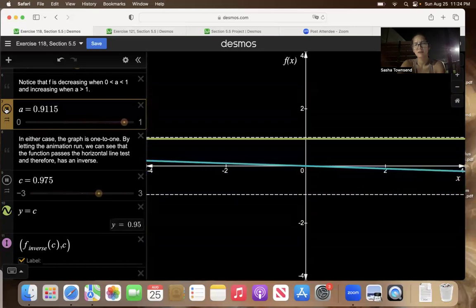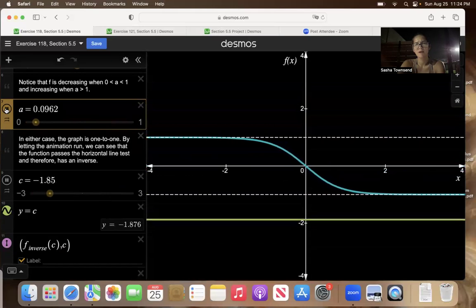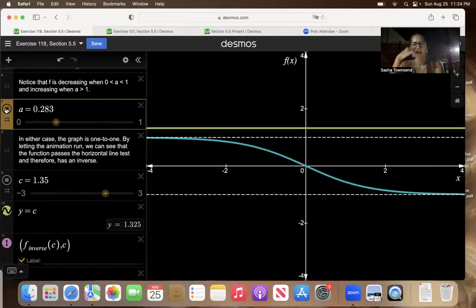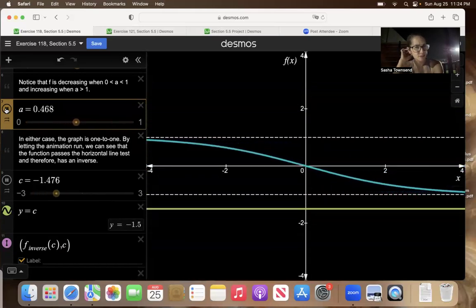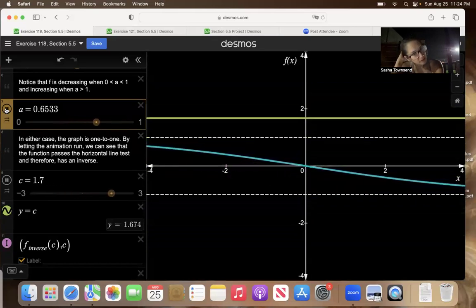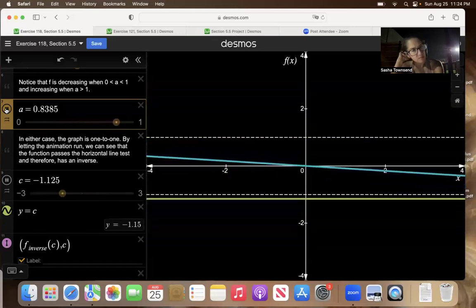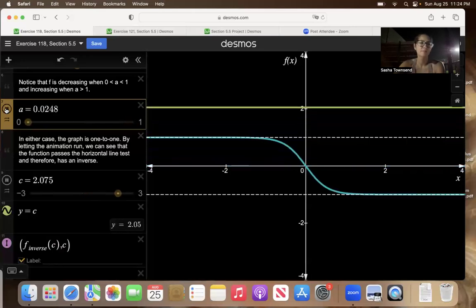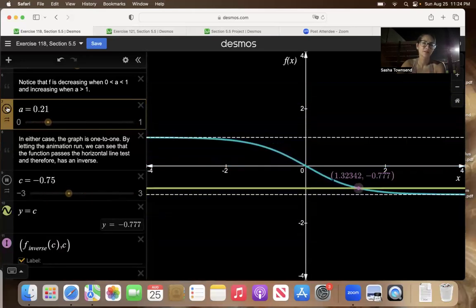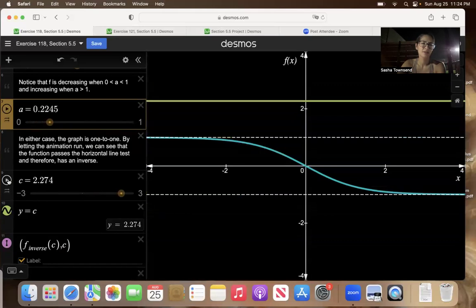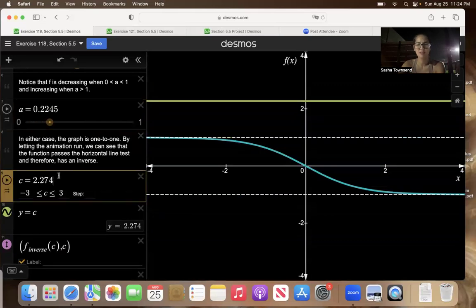And it only crosses when the y value for that y equals c is in the range of the function, which is from -1 to 1. All right, so I think we get the idea. It passes the horizontal line test.